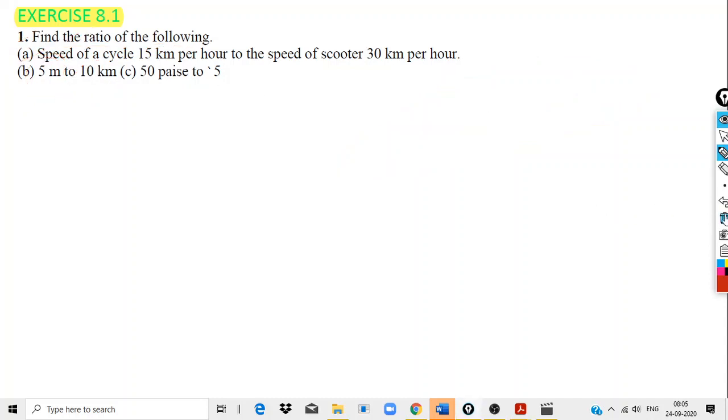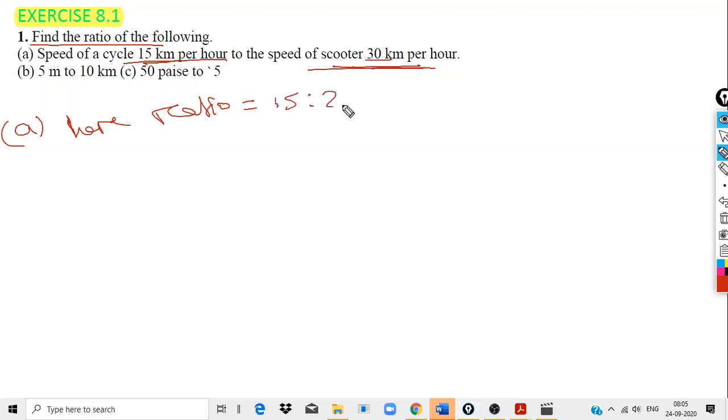Let's start. Here the speed of a cycle is 15 km per hour and the speed of a scooter is 30 km per hour. We have to find the ratio. Okay, so we'll start with (a) here. Ratio equal to 15 is to 20. 15 is to 20. In fraction we can write 15 by 20. We can say it's not 20, it's 30.